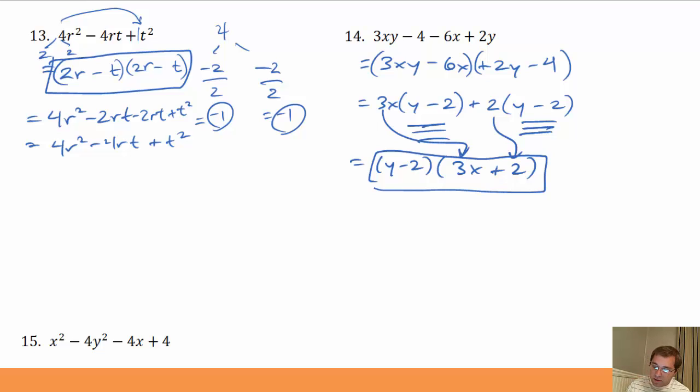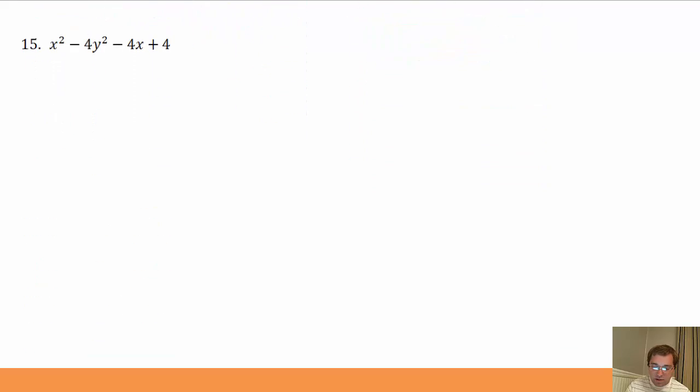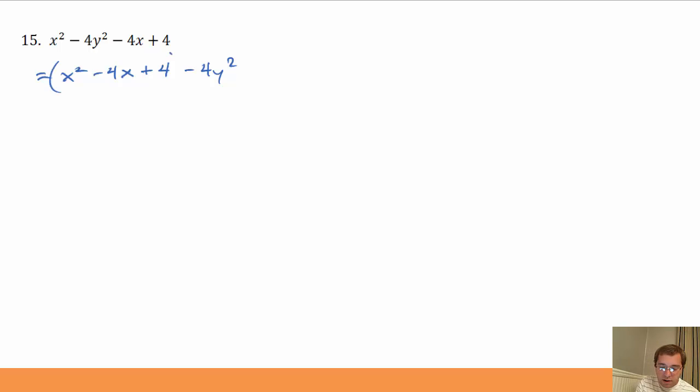The other thing that can happen when you have 4 terms is what's going to happen here on number 15. X squared minus 4y squared minus 4x plus 4. So again, I'm going to group them so that the variables are together. I'm going to take the x squared minus 4x, and I'm going to put those up here. Now there's nothing else with the y squared. So let's try putting the 4 with those first 2 terms and then just leaving the 4y squared alone for a second. And I know how to factor x squared minus 4x plus 4.